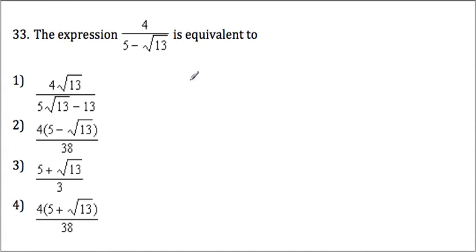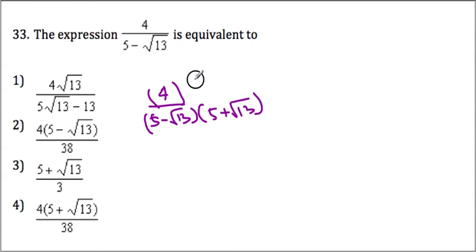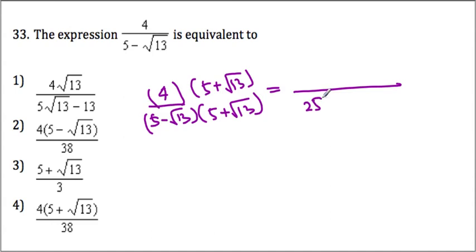Here we're going to multiply top and bottom by the conjugate, so 5 plus square root of 13, on both top and bottom. Then on the denominator, this will be the difference of squares, so we get 25, which is 5 squared, minus 13, and 4 times 5 plus square root of 13.